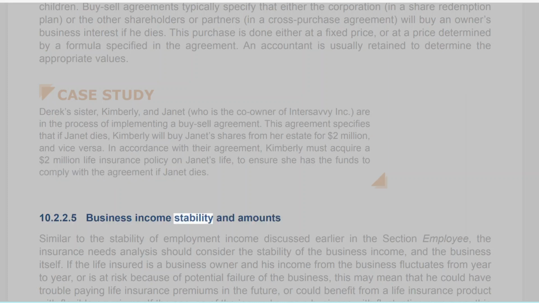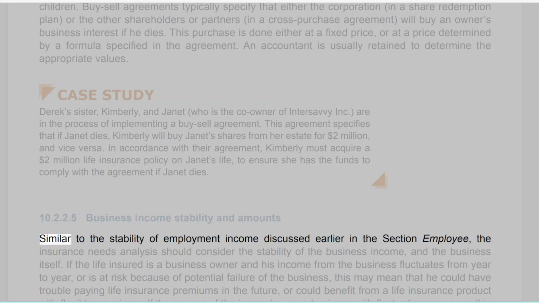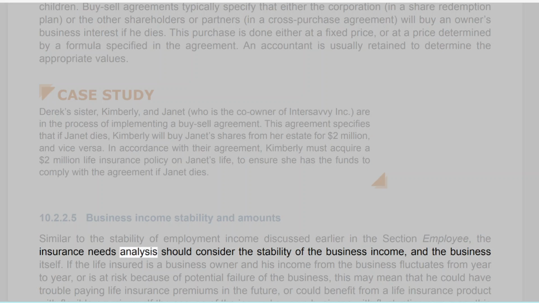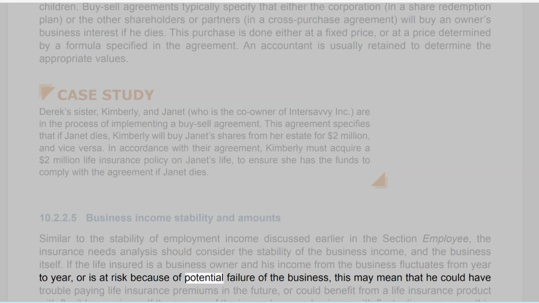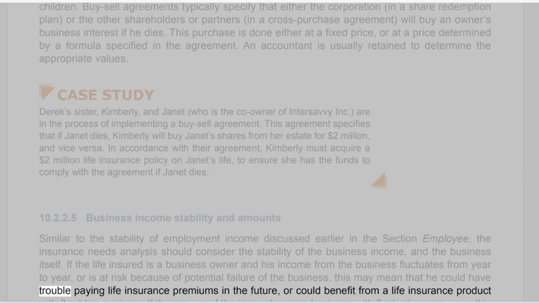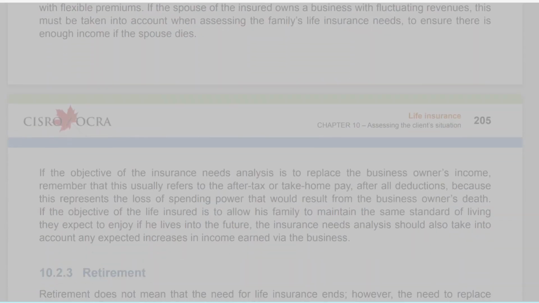10.2.2.5 Business income stability and amounts. Similar to the stability of employment income discussed earlier in the section Employee, the insurance needs analysis should consider the stability of the business income, and the business itself. If the life insured is a business owner and his income from the business fluctuates from year to year, or is at risk because of potential failure of the business, this may mean that he could have trouble paying life insurance premiums in the future, or could benefit from a life insurance product with flexible premiums. If the spouse of the insured owns a business with fluctuating revenues, this must be taken into account when assessing the family's life insurance needs, to ensure there is enough income if the spouse dies.